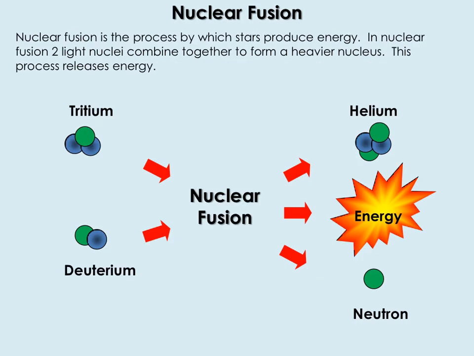Let's look at nuclear fusion. Nuclear fusion is the process by which stars produce energy. In nuclear fusion, 2 light nuclei combine together to form a heavy nucleus. This process releases energy. The example below is taken from a star. So in stars we use tritium, that reacts together with deuterium. They undergo nuclear fusion and join together to form helium, and they also release energy and an extra neutron.